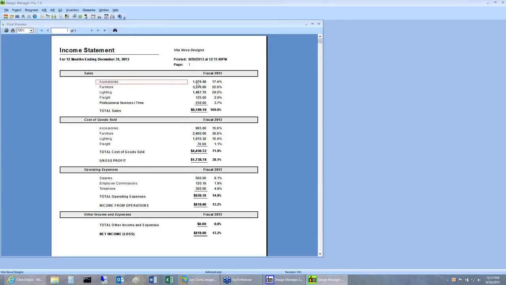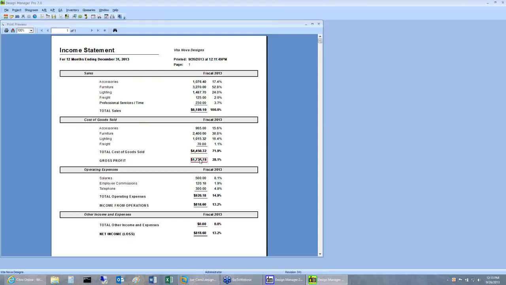So I can see that I sold my accessories this month for $1,076, and it cost me $965. So if I look at all the costs there, then I get a gross profit figure, and that's the difference between sales and costs.